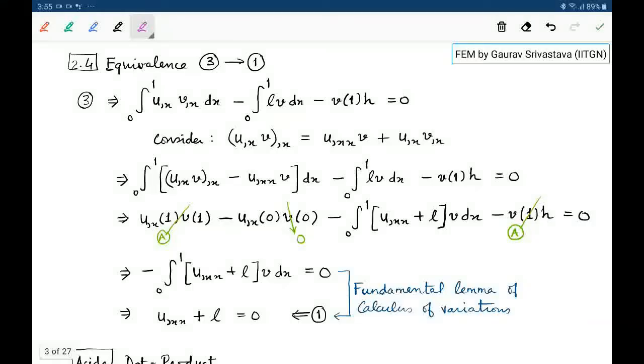Now let us establish the equivalence between 1 and 3, which means the strong form or the PDE form and the virtual work form. So we start with 3, and if we reach 1, that will prove that equivalence. So we start with 3. This is the virtual work form which we had derived previously.